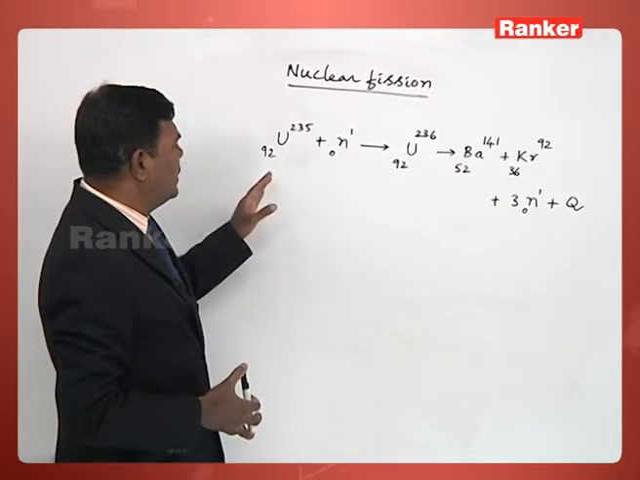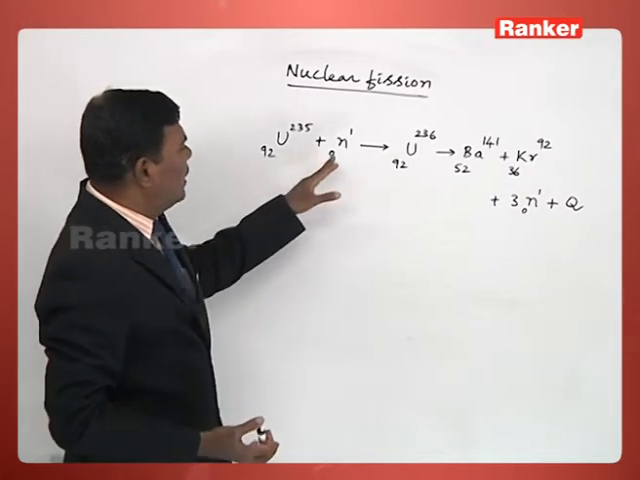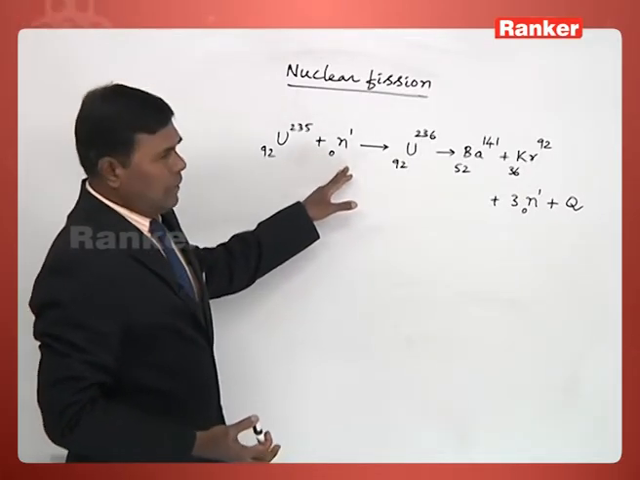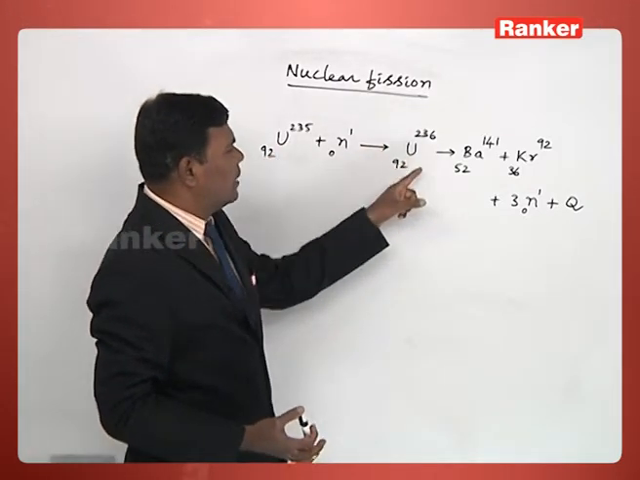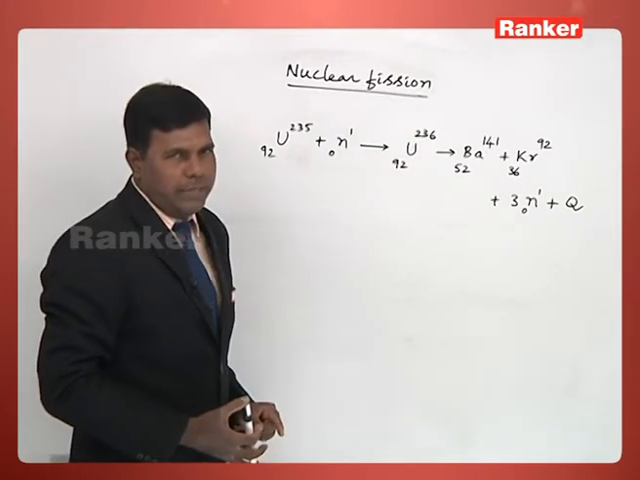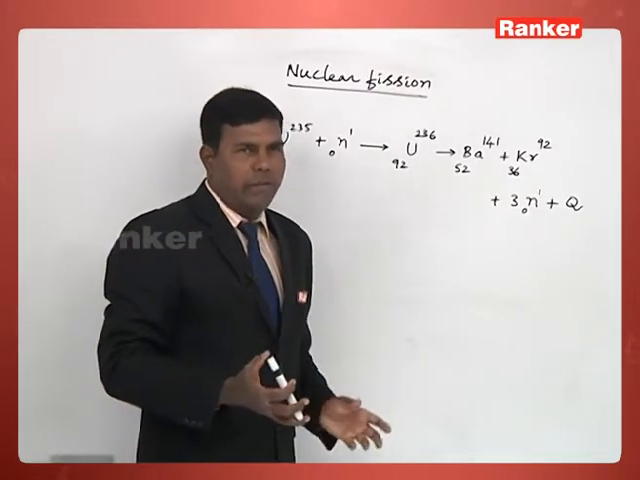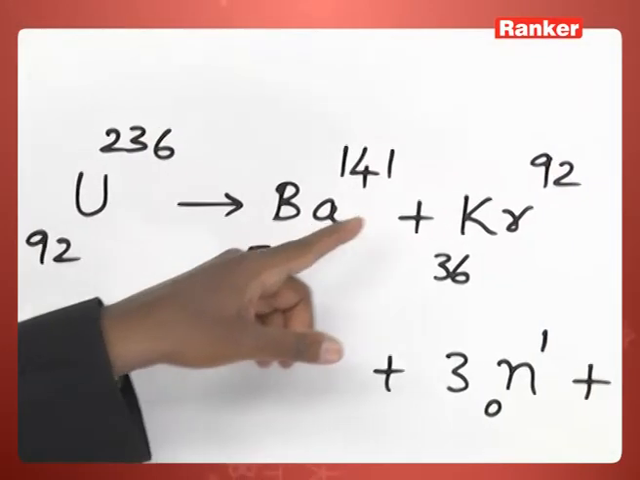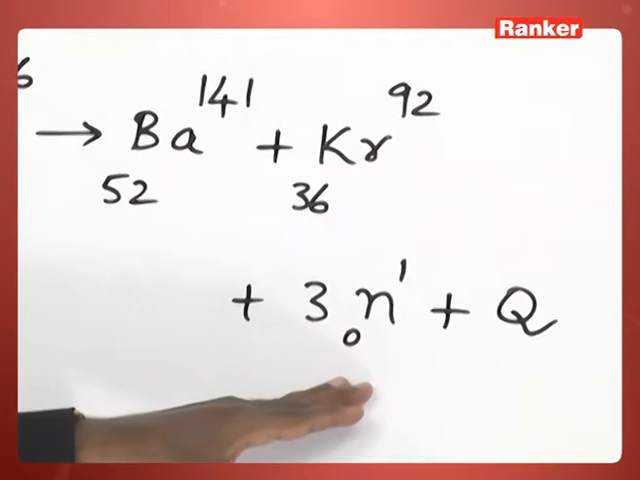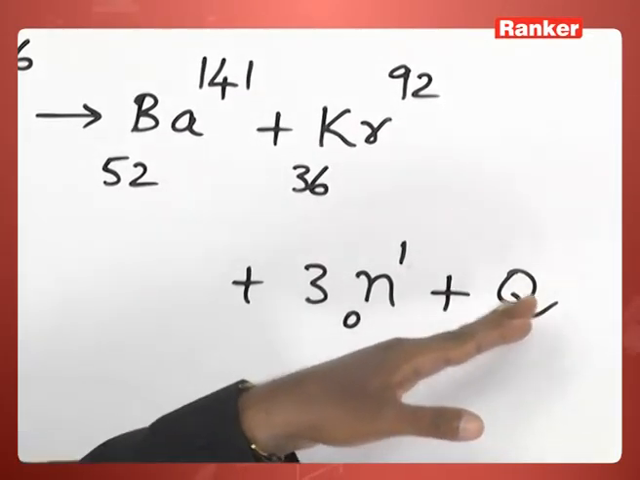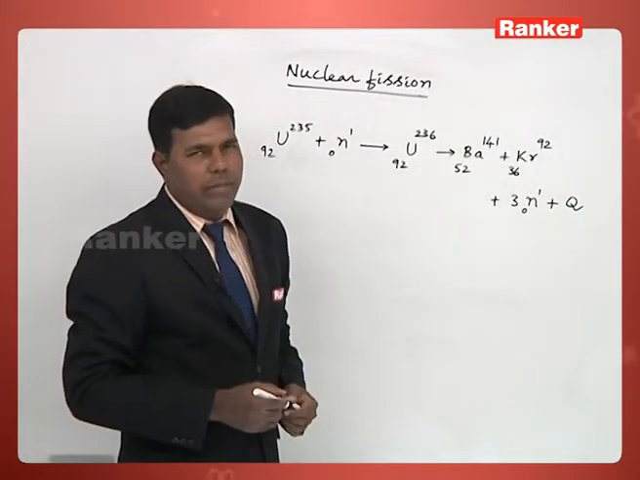See here, this equation tells that you have a uranium nucleus, which is a heavy nucleus, and it is bombarded with a neutron. Then the neutron is totally absorbed by the uranium nucleus, and a compound nucleus is obtained with a mass of 236. Since this is highly unstable, it immediately splits into two nearly equal fragments. One is barium nucleus, another is krypton nucleus. Then in that process three more neutrons are emitted, and also a large amount of energy is released in the process, and this process is known as nuclear fission.